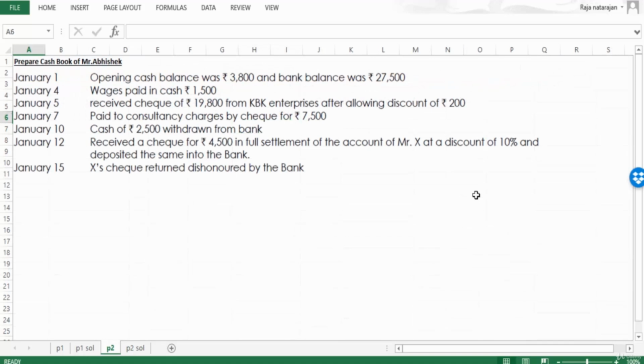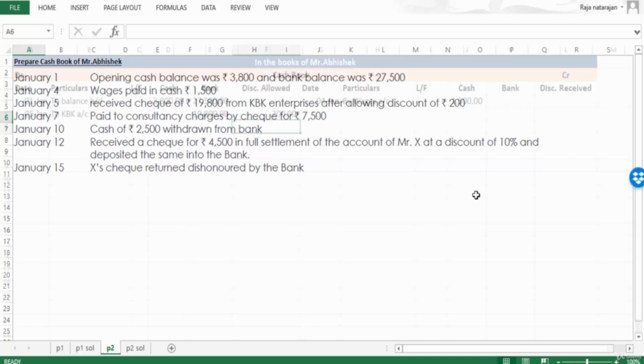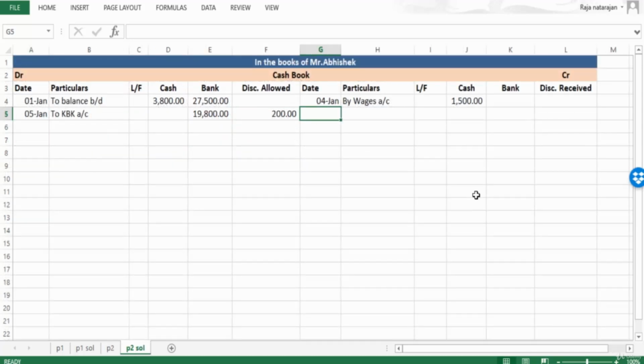Then on Jan 7, paid to consultancy by check 7500. Okay, this is happening on 7 Jan. By consultancy account, paid through bank. Fine.